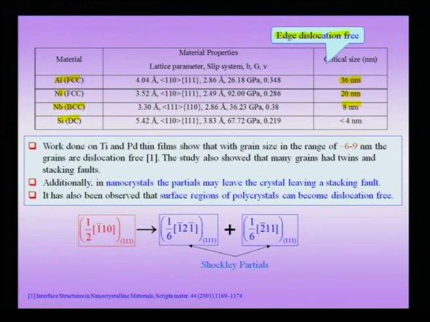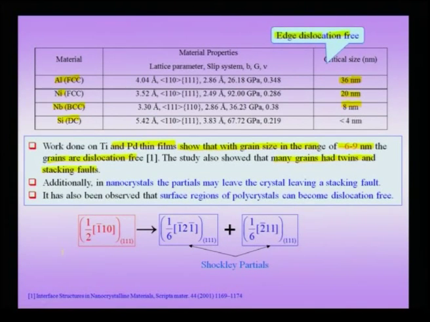Work done on titanium and palladium thin films shows that with grain size in the range of about 6 to 9 nanometer, the grains are dislocation free. So experimentally they have seen in thin films that if I am taking my titanium or palladium thin film in the range of about 6 to 9 nanometer, then it becomes spontaneously dislocation free. And it also showed that many grains had twins and stacking faults. We will have a little more to say about the stacking fault part. The twins part is, it is clear that maybe the deformation mechanism is switching from plasticity by slip to plasticity by twinning, which also we will talk about a little more in some of the coming slides.